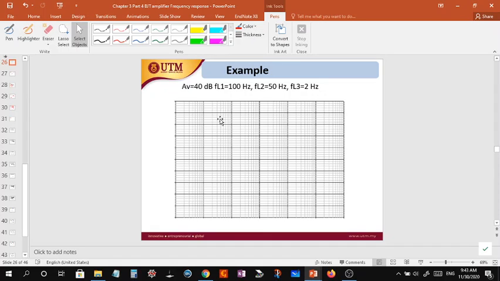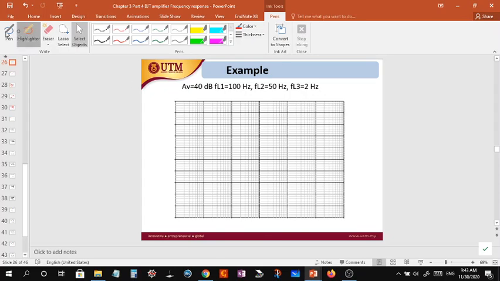Okay, next let's do the plotting for the Bode plot. In this video, I will show you how we can draw the Bode plot using the semi-log graph. The semi-log graph means that the y-axis is the linear scale and the x-axis is the log scale. And then for the direction of the log axis, the width changes from one point to another point.